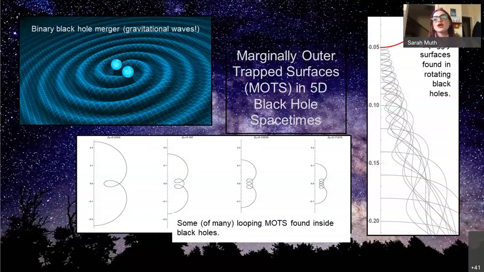So instead, we look for surfaces that are similar to the event horizon and so can give us insights into the nature of space and time around black holes, but that you don't need to know all of the past and future to find. These are called marginally outer trapped surfaces, or MOTS for short. In my thesis, I continued the work of studying a unique kind of MOTS that were first discovered in 2019, MOTS that loop in on themselves, one of which you can see on the slide.